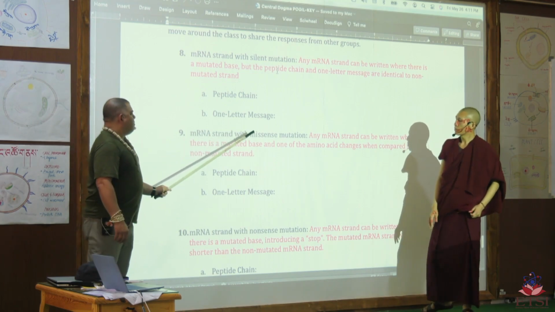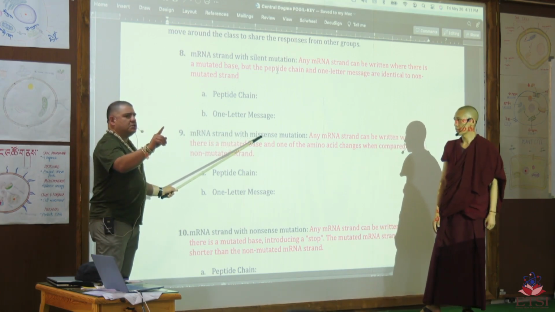For number 9, a missense mutation, what changes in the missense mutation?